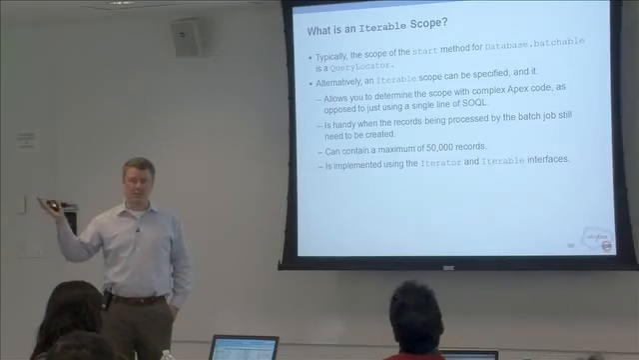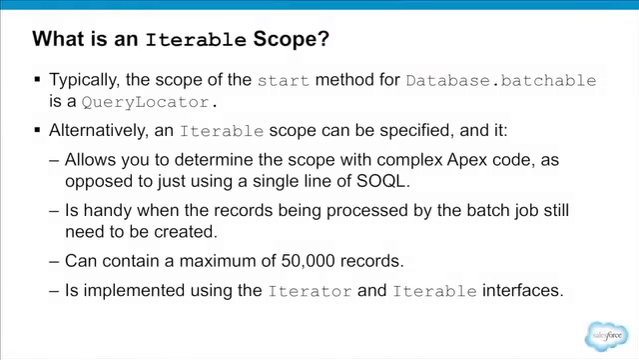So you'd create in your start method an object that would, ultimately inside of it, have those 5,000 accounts. Okay? And now your batch job is going to insert those into the database.